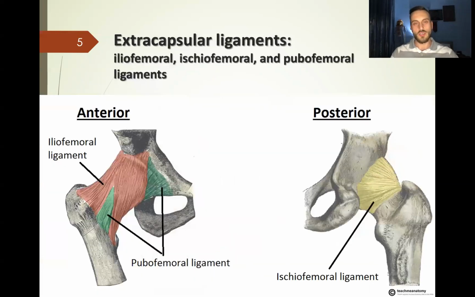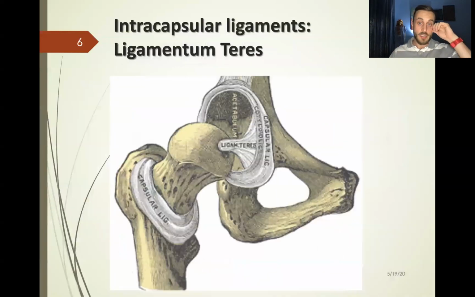As you all know, around any joint there are ligaments. You have the extracapsular ligaments and the intracapsular ligament. The extracapsular ligaments are outside the capsule, so they are not inside the capsule. There is no synovial fluid within them. So basically, in the anterior and posterior part, we have the iliofemoral, pubofemoral, and the ischiofemoral. The most important one is the iliofemoral. And the intracapsular ligament is in the fovea, as you can see in this picture: the ligamentum teres.